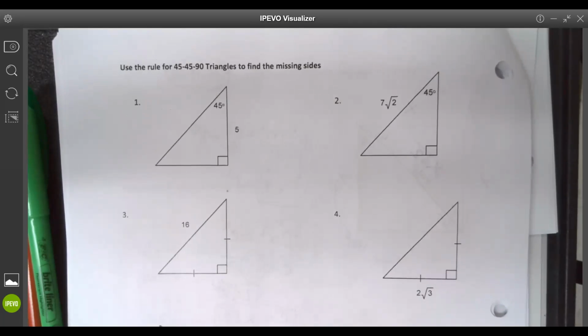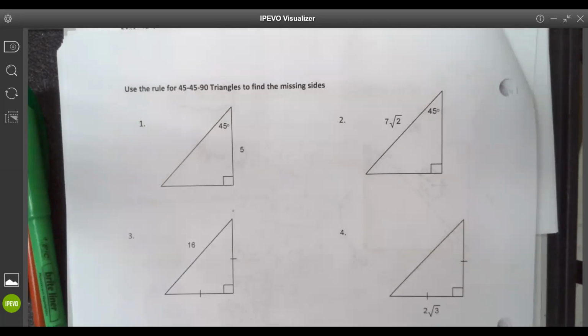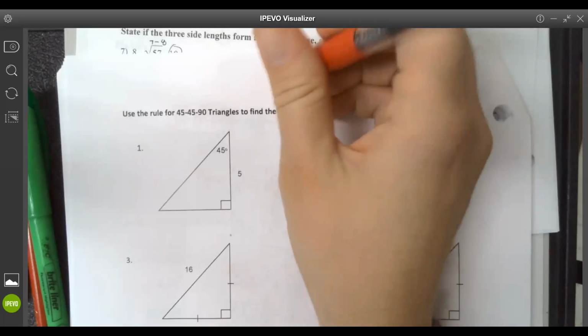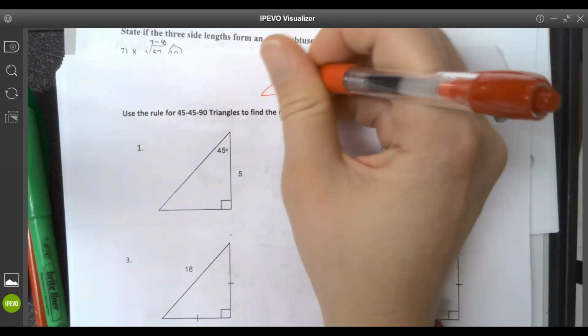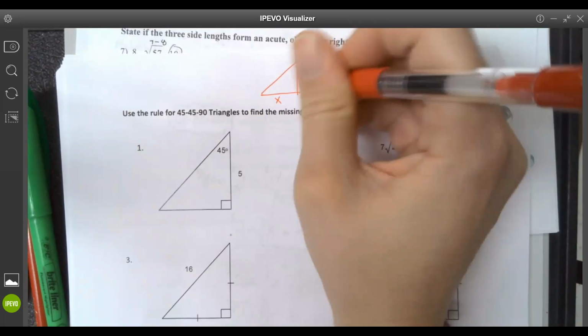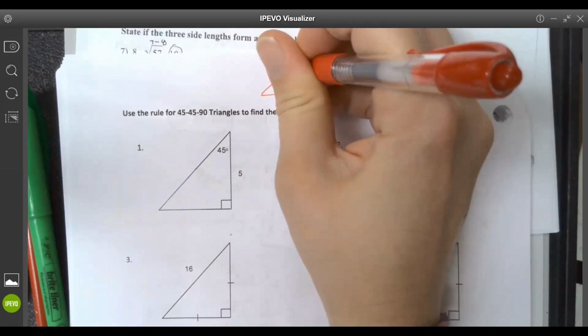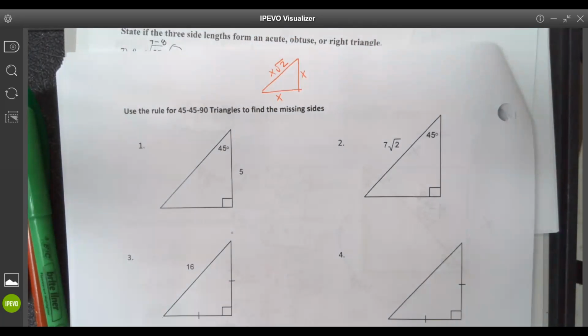So use the rule of 45, 45, 90 triangles to find the missing side. At the top here, I'm going to draw on what we are going to use. We're going to use this consistently. X, x, x rad 2. So anytime that I see a triangle and it is only giving me one side, then I know that I can't use the Pythagorean theorem.